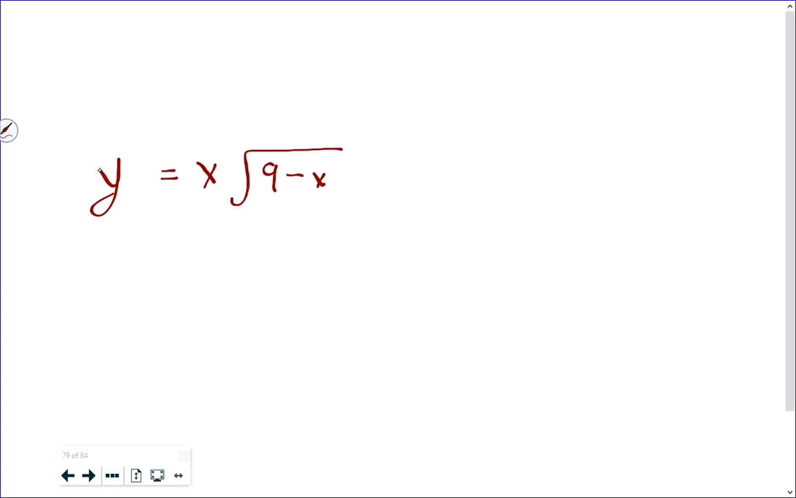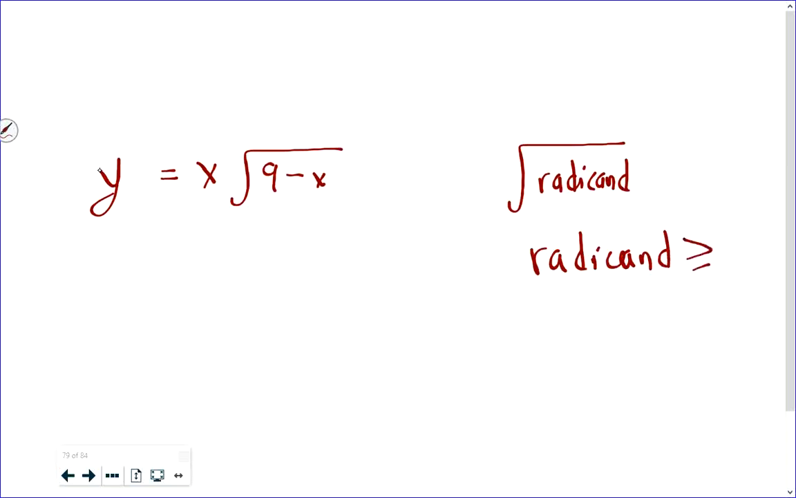This function has a radical, and for any radical, there is something called a radicand, and the definition of a radical only exists if it's a square root whenever the radicand is greater than or equal to 0. The radicand can be 0 because you can take the square root of 0. The radicand cannot be negative because you cannot take the square root of a negative. It can be positive or 0. So what we're going to do here is this is our domain exploration. What's the domain of this? We're going to write 9 minus x is greater than or equal to 0. And we have to solve this.